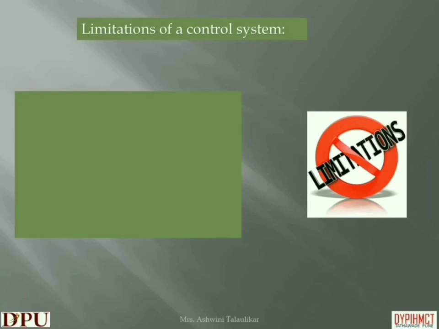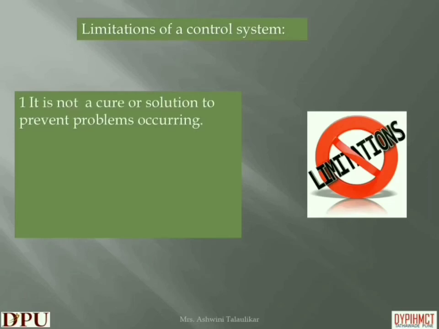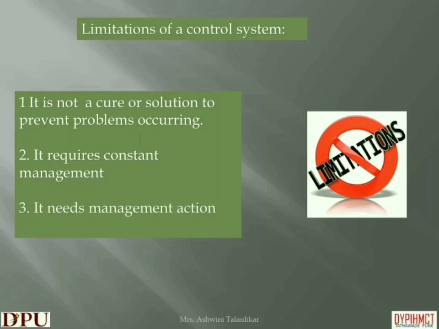The limitations of a control system are: a control system in itself will not cure or prevent problems occurring. An effective system is dependent upon correct up-to-date policies and operational procedures, but the system should identify problems and trends in business. A control system will require constant management supervision to ensure that it functions efficiently. A control system will need management action to evaluate the information produced and to act upon it.